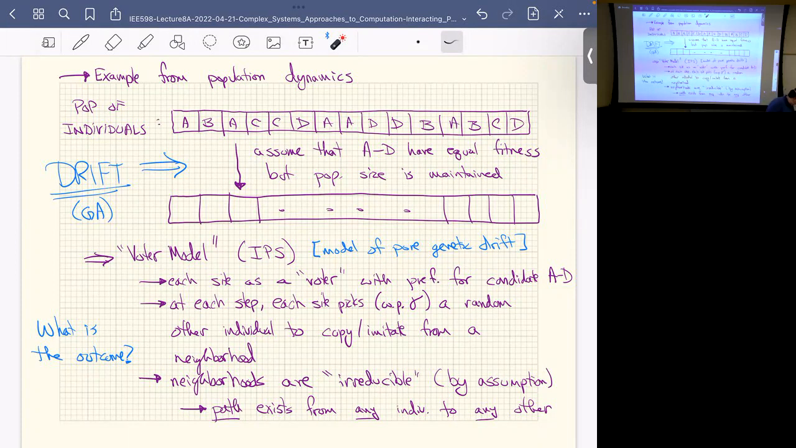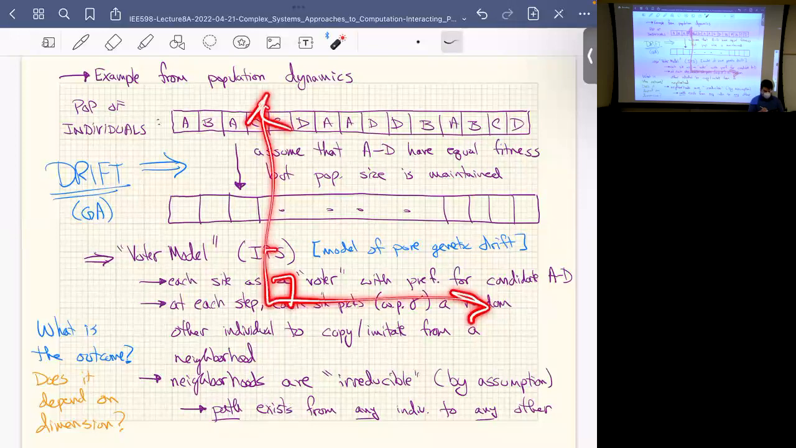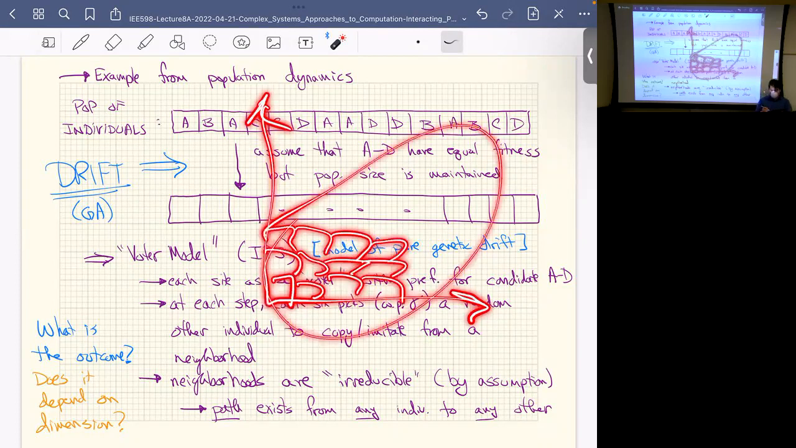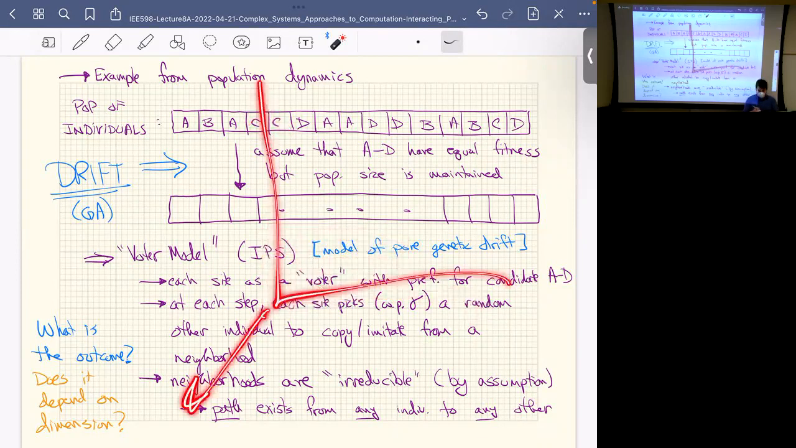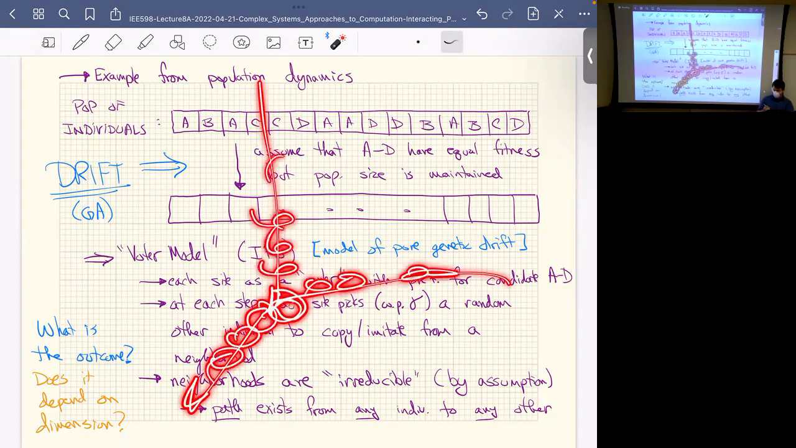So if we want to consider what happens to this, what is the outcome? And then also, just as a hint, does it depend on dimension? What do I mean by that? I have lined up these individuals on a line right here. Now, I could have also lined the individuals up in a plane so that I have individual 1, 2, 3, 4, 5, 6, and so on. Now, I could have also lined up individuals in 3D. So I'd have an individual here, individuals down this axis, up this axis, and everywhere in between.